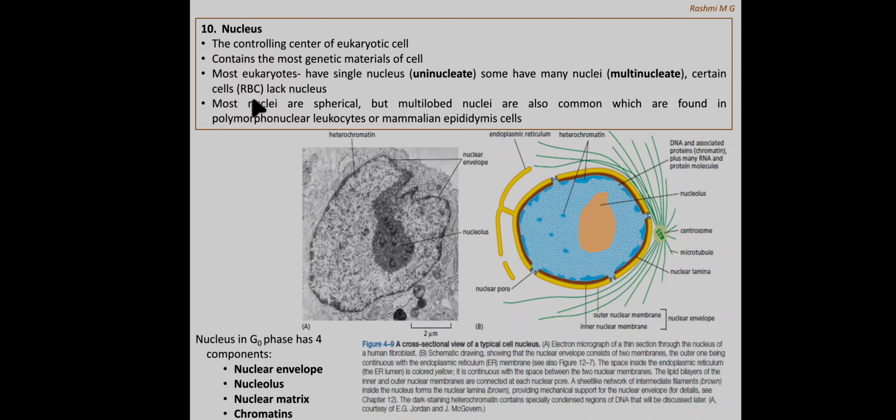Certain cells like RBCs lack a nucleus. Most nuclei are spherical, but multilobed nuclei are also common, which are found in polymorphonuclear leukocytes or mammalian epididymis. So the nucleus in the G0 phase has 4 components or 4 parts. They are nuclear envelope, nucleolus, nuclear matrix and chromatin.